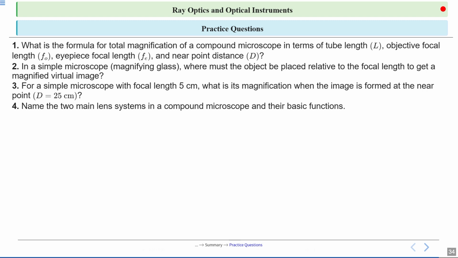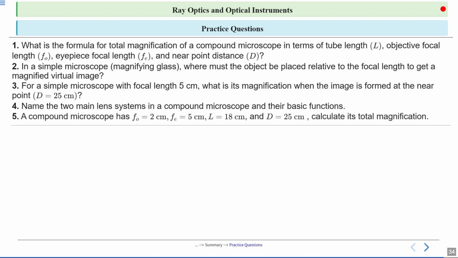Moving on to the next question, let's identify the two main lens systems in the compound microscope, the objective lens and the eyepiece. The objective lens is responsible for creating a real inverted image of the object, while the eyepiece lens magnifies the image further for the viewer. Understanding their roles helps us appreciate how microscopes enhance our ability to see smaller details.